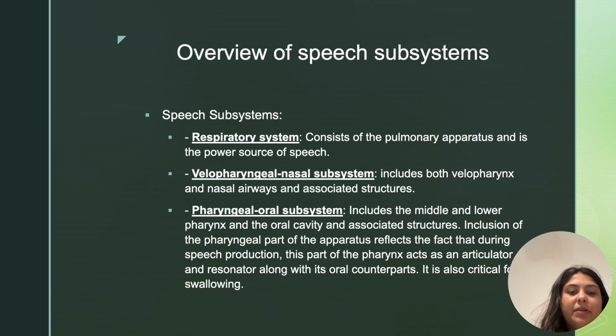So here we have the speech subsystems. The speech and hearing process rely on several subsystems. Respiration gives us the power to speak, and then we have the velopharyngeal nasal subsystem, which includes both the velopharynx and nasal airways and associated structures, and then we have the pharyngeal oral subsystem. This includes the middle and lower pharynx and the oral cavity and associated structures.